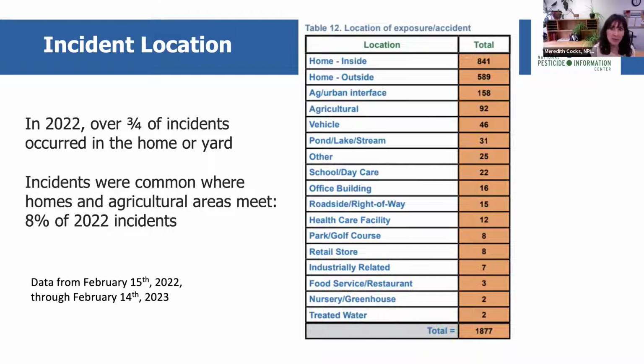But we also see another common location, which is what we call the ag-urban interface. And this is our way to describe where a residence or a neighborhood meets an agricultural area. And those incidents made up 8% of our incidents in 2022.